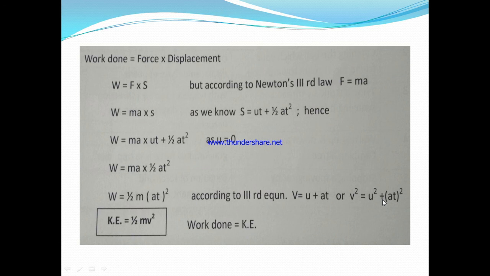Now what is at square? V is equal to U plus AT. We have U is 0, it means U square should also be 0. Then in that case, in the place of AT square, you can write V square. Kinetic energy is equal to 1/2 mv square. This is the work done in the form of kinetic energy. The kinetic energy of any moving object can be given by the formula KE is equal to 1/2 mv square.